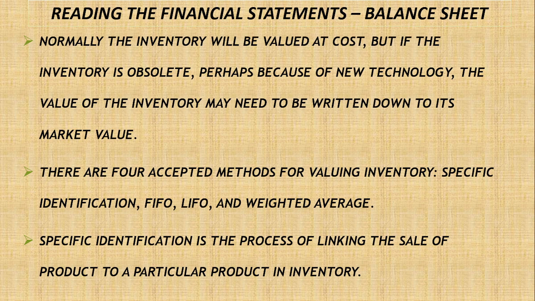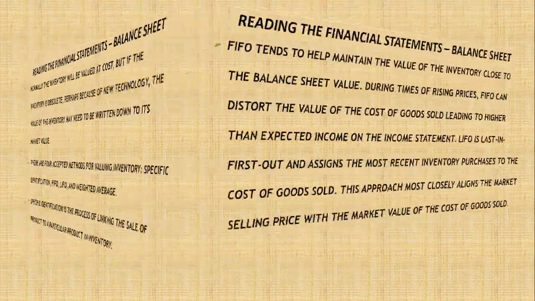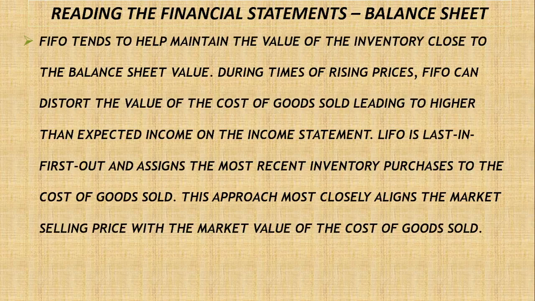Specific identification is the process of linking the sale of a product to a particular product in inventory. FIFO tends to help maintain the value of the inventory close to the balance sheet value. During times of rising prices, FIFO can distort the value of the cost of goods sold, leading to higher than expected income on the income statement.